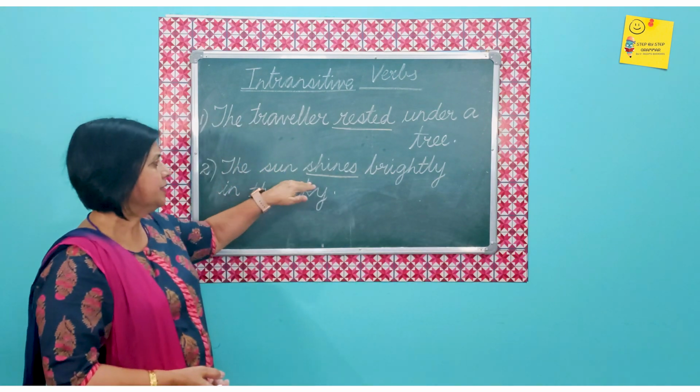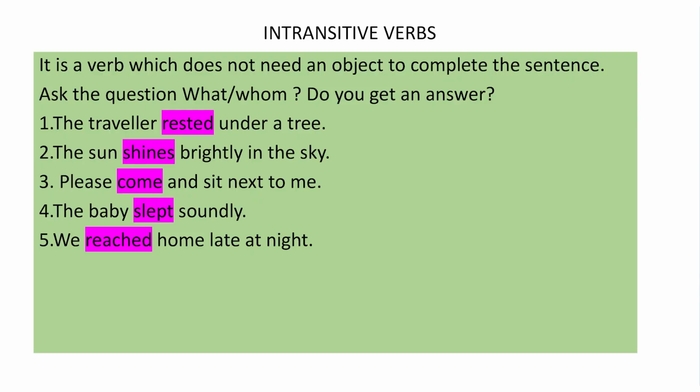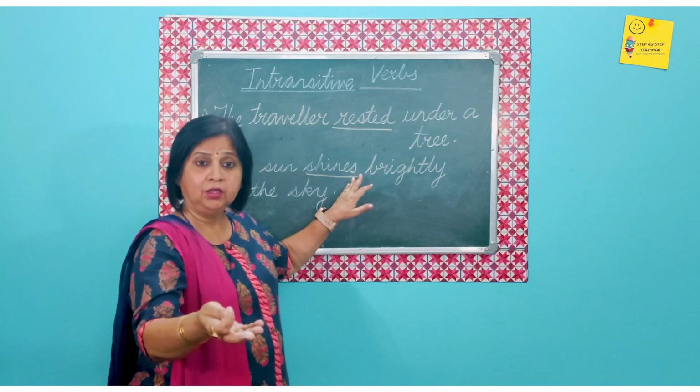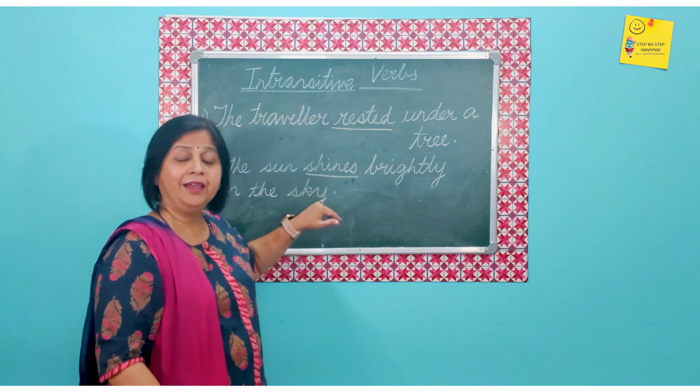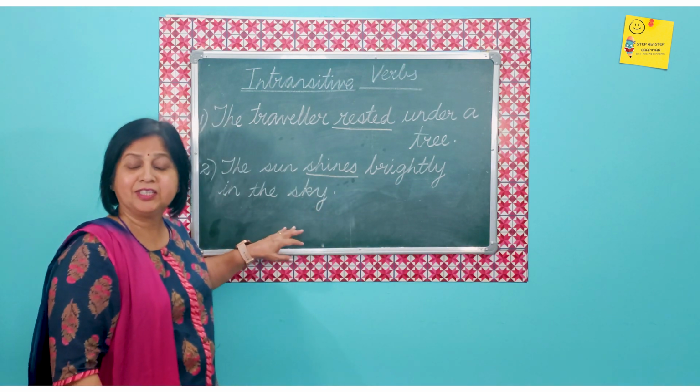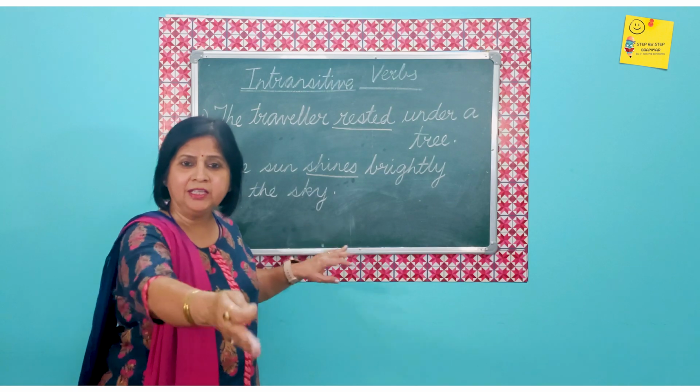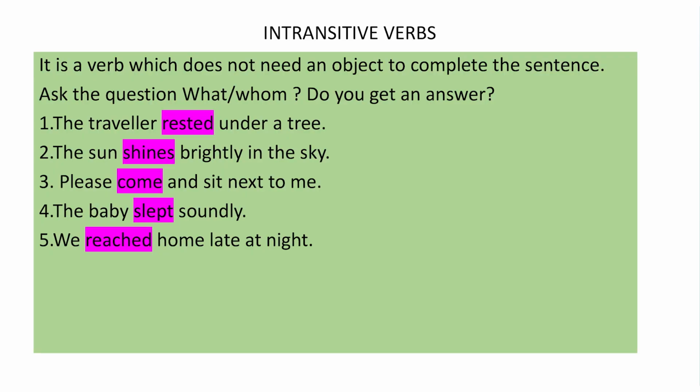In the same way, the sun shines brightly in the sky. Shines. Shines what? Are we getting an answer? No. Shines whom? Are we getting an answer? No. So this again is a sentence that contains an intransitive verb, as well as all the rest of the three sentences.